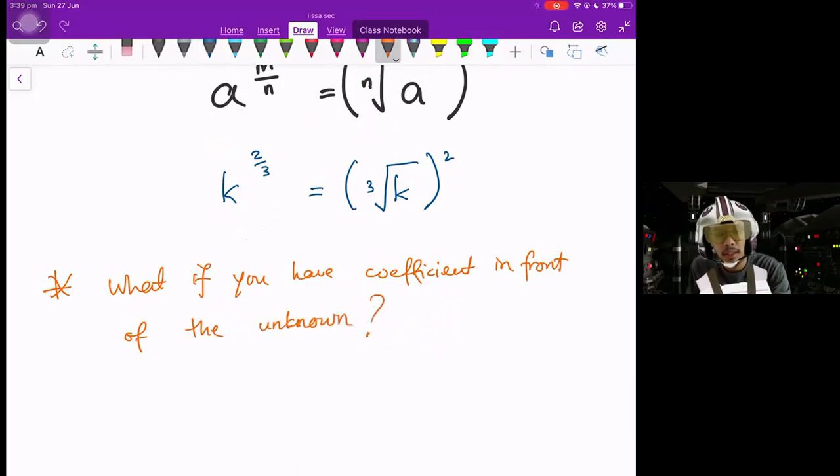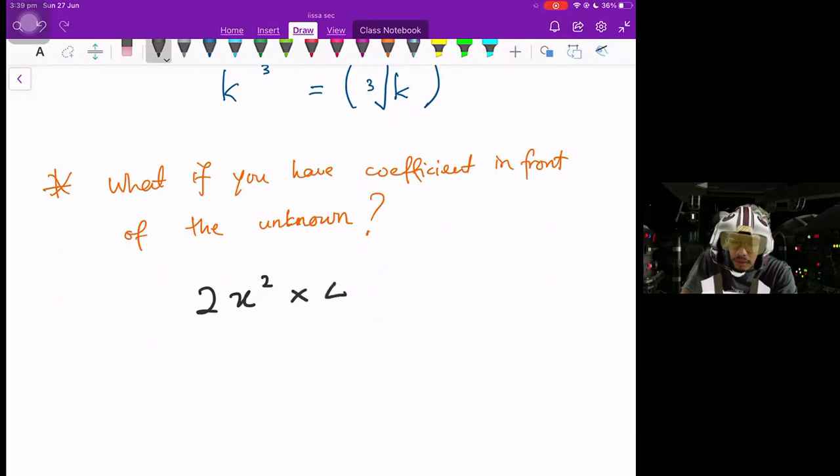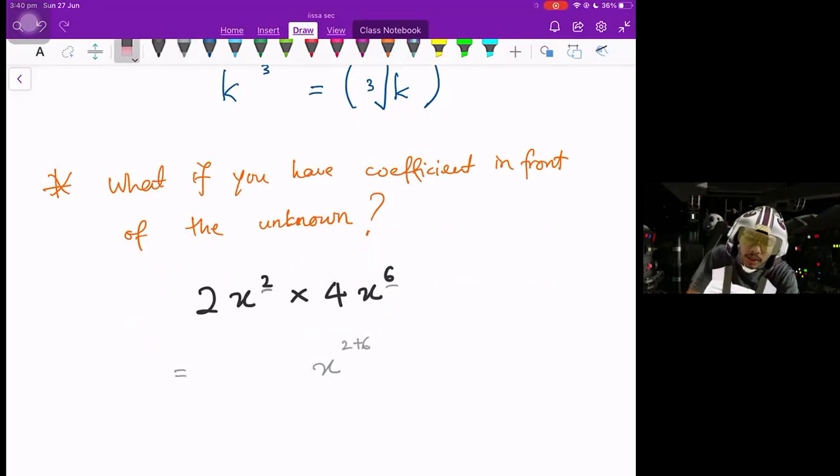Coefficients mean what number we have in front of the unknown. For example, if you have 2x squared times 4x to the power of 6, we can just add the powers here, which makes this x to the power of 2 plus 6, that is x to the power of 8.